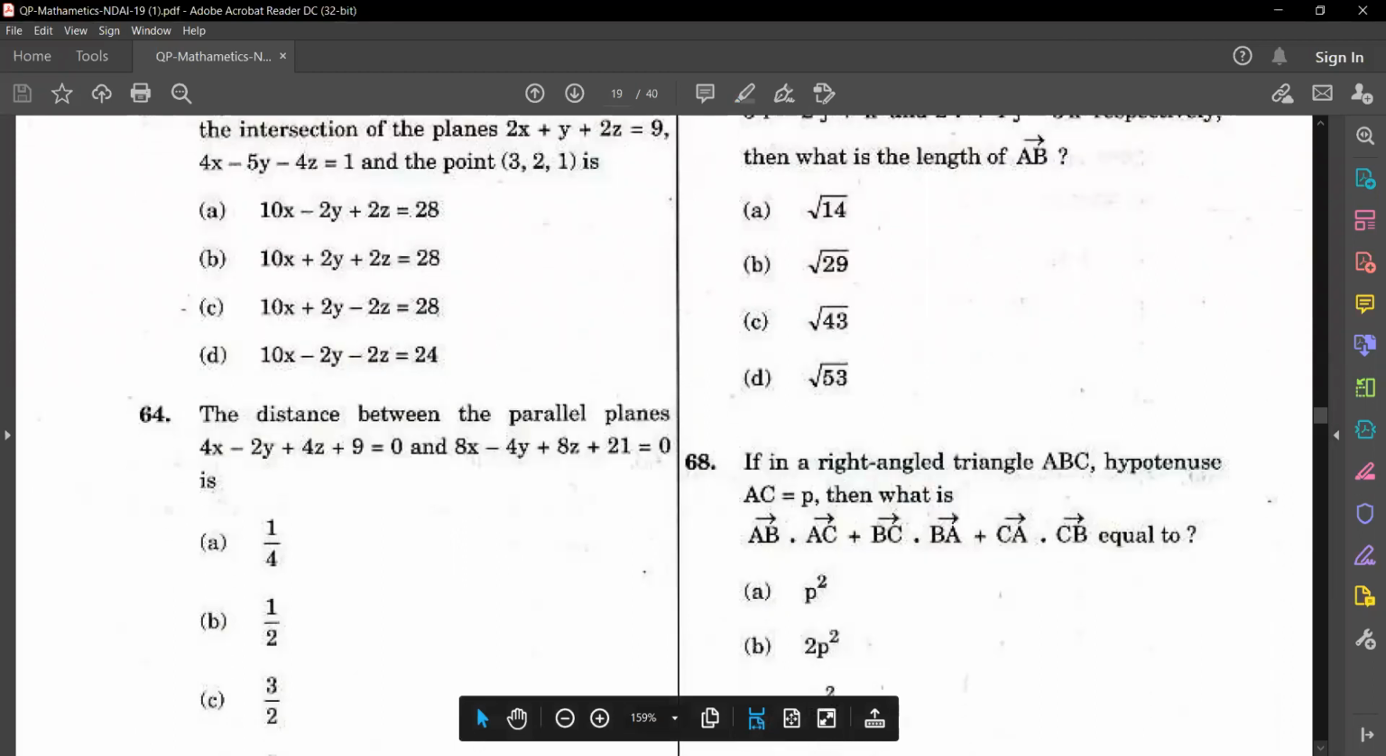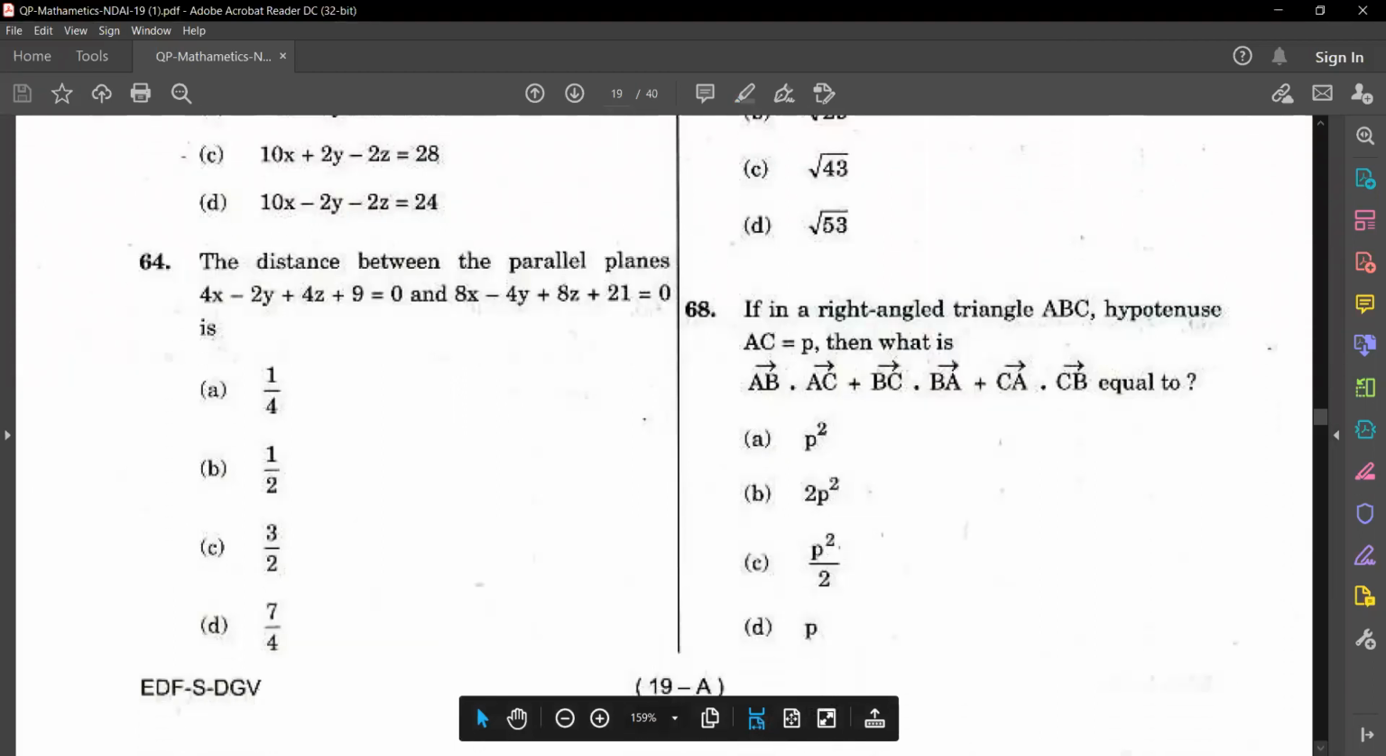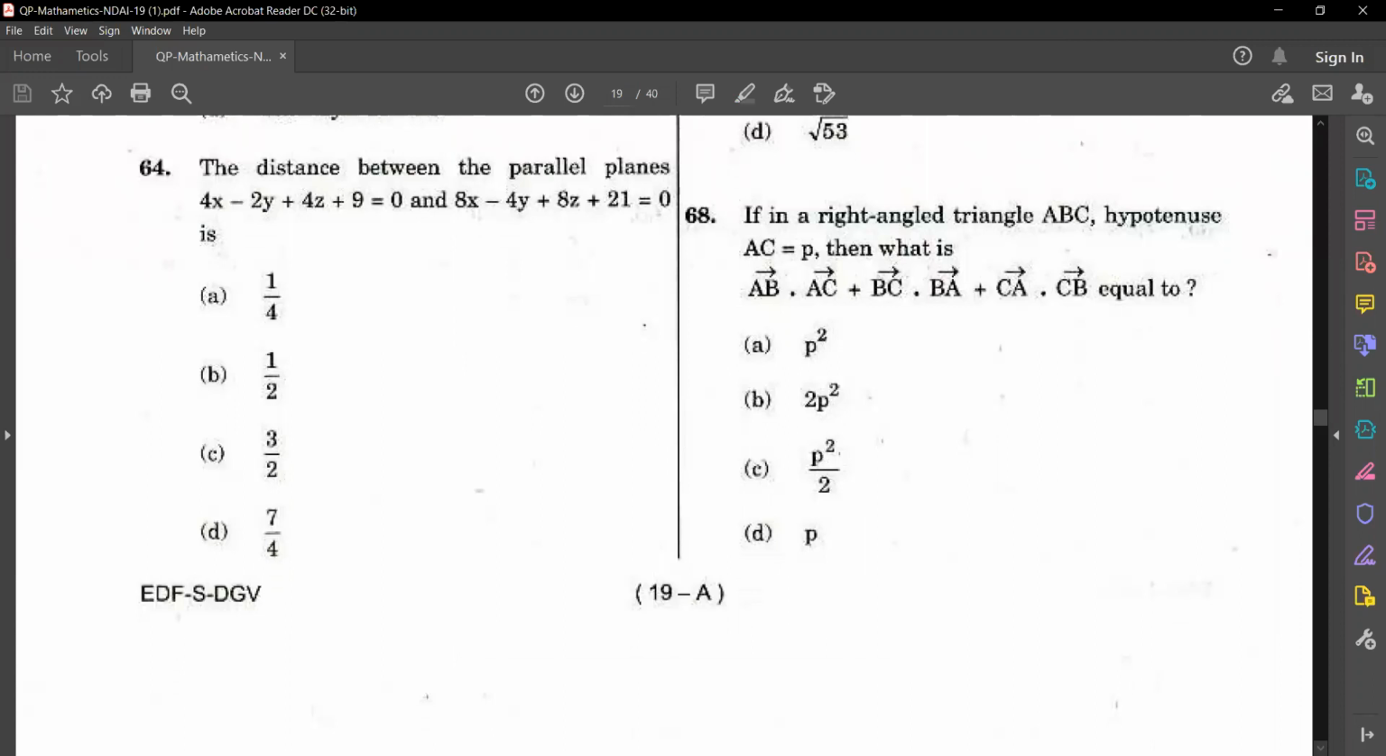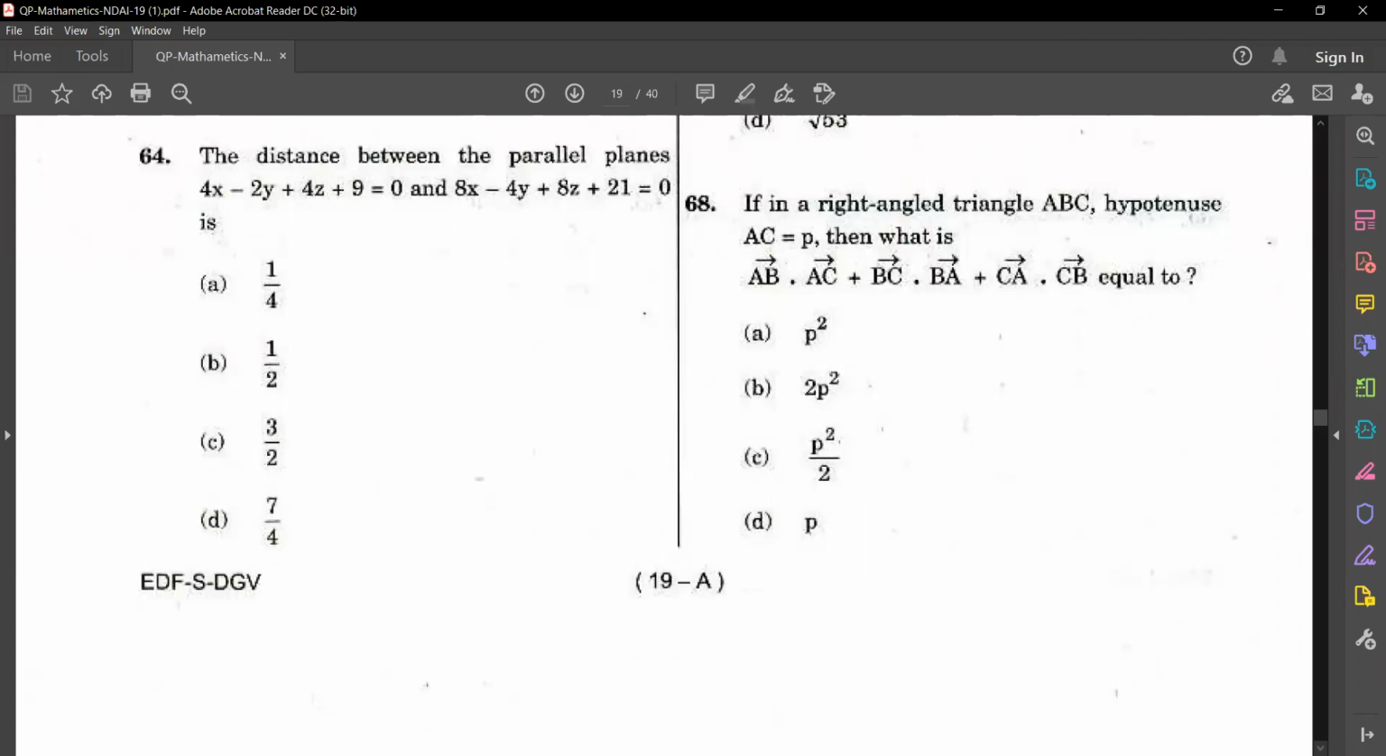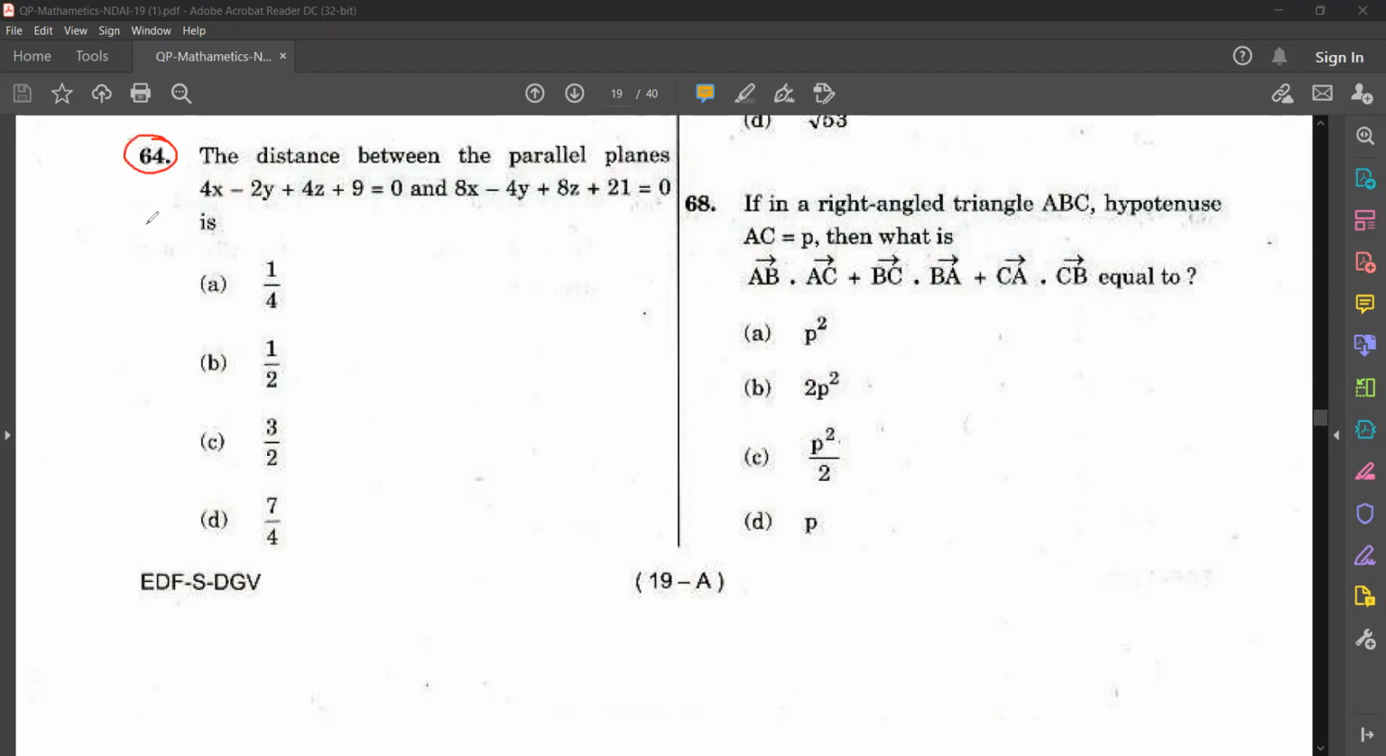Let's go to the next question. Question number 64. Read the question number 64. The distance between the parallel planes 4x minus 2y plus 4z plus 9 equal to 0 and 8x minus 4y plus 8z plus 21 equal to 0. Please go through the question and answer. Options: 1 by 4, 1 by 2, 3 by 2, 7 by 4. That is also a direct question. Once you get the answer, just comment the answers.